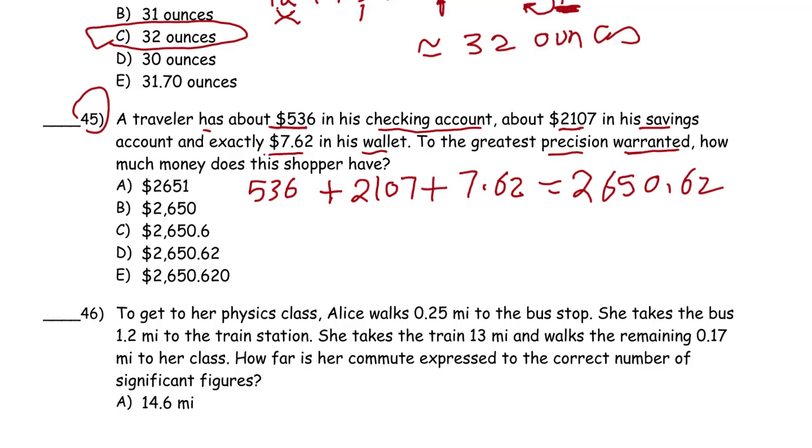The total amount will equal 2,650.62. As you see, this number doesn't have any decimal places, so the answer mustn't have any decimal places. So this 6 increases 0 to 1. So by rounding, it equals $2,651. The answer is letter A.